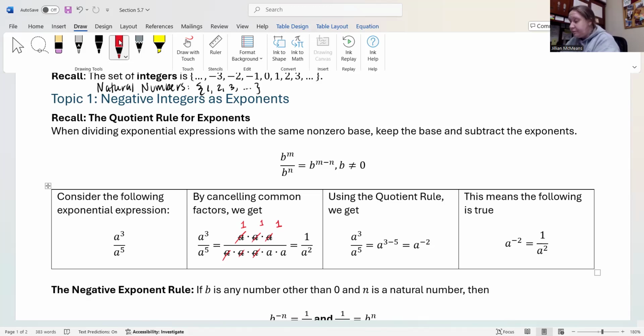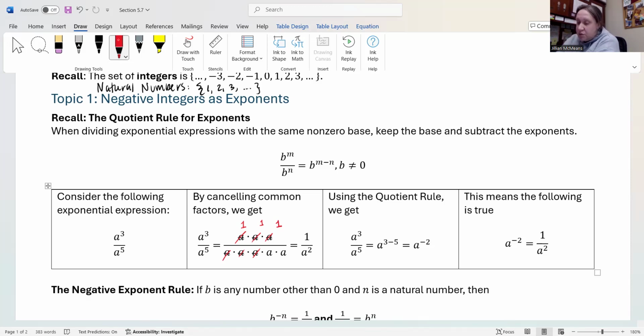Now let's look at this exact same problem, but using the quotient rule, okay? So using the quotient rule, we know that if we're dividing two terms that have the same base, we keep the base and then we subtract the exponents. So if we do this literally, we have a to the third divided by a to the fifth. So we have the same base a, we keep the a. We subtract the exponents, and using the quotient rule, you always take the top exponent minus the bottom exponent. So 3 minus 5 is negative 2.